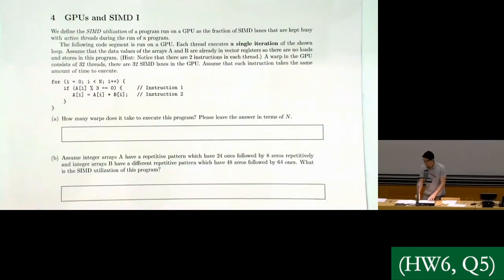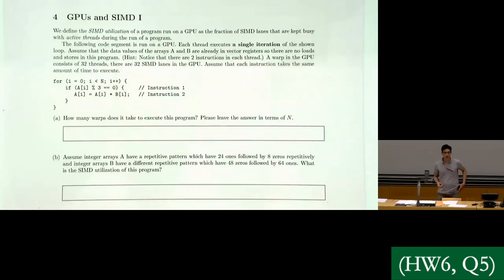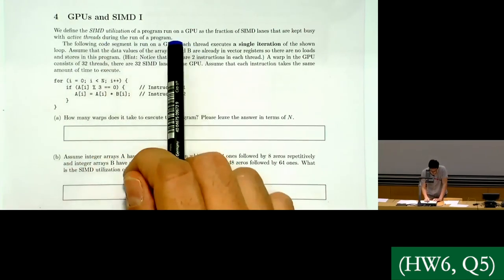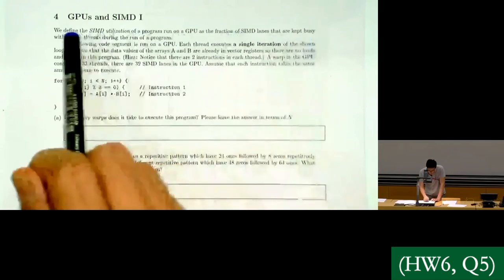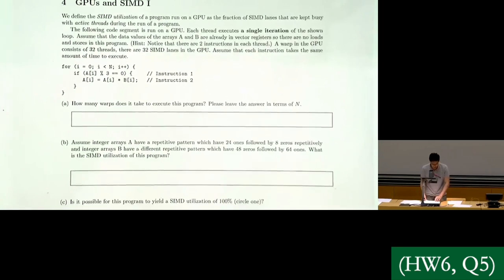So this is like a typical question in which you have to calculate what's the SIMD utilization. Remember that the SIMD utilization, not only in GPUs but also in vector processors, means the ratio of lanes that you are actually using. So here, the first thing that you have is the definition. SIMD utilization of a program run on a GPU is defined as the fraction of SIMD lanes that are kept busy with active threads. When are we going to have active threads? Well, we're going to have active threads when we actually execute some instructions for these threads.